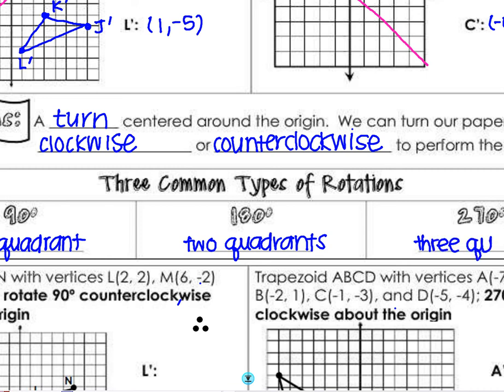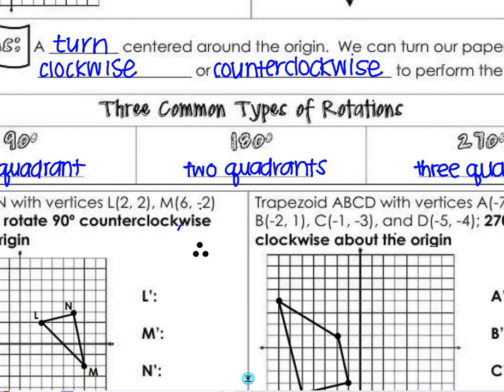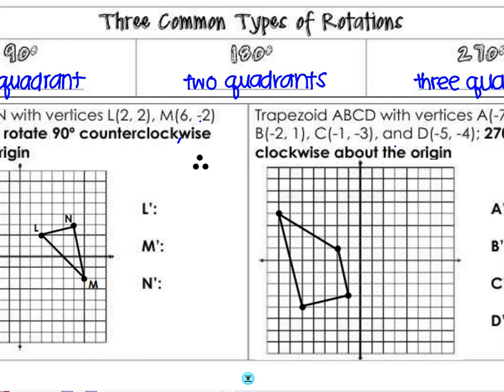So most of the time on the SOL, they'll just ask you how many degrees it is. You won't actually have to do it yourself, but it'll want to know how many degrees did you rotate and which way did you go? And is it a rotation? Okay? So I'm going to go through and I'll show you what this looks like, okay? But most of the time they'll ask you what kind of rotation it was, okay?